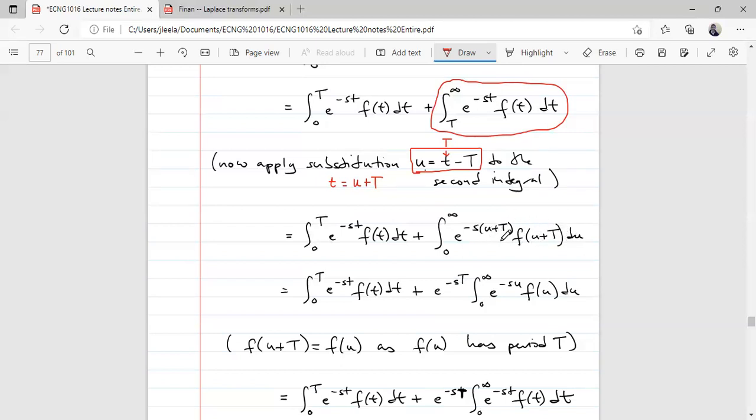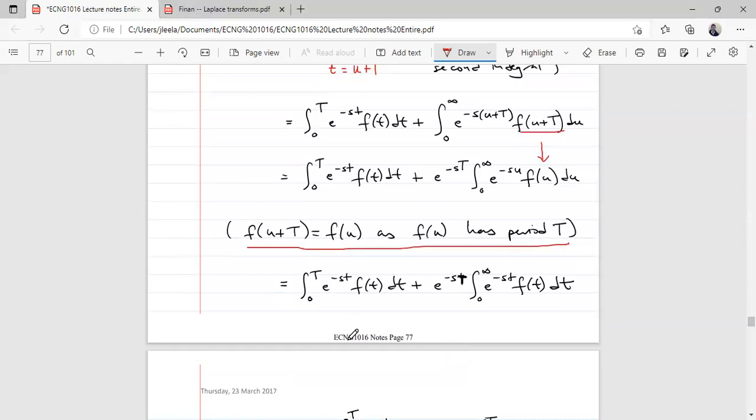Here you're integrating with respect to u. So this is really e to the minus su minus sT, and you can pull out the e to the minus sT on the outside, since it has nothing to do with the integral. The integral is with respect to u, between 0 and infinity, of e to the minus su. And remember, the function is periodic and the period is T, so f(u plus T) becomes just f(u). That is because of the fact that it's periodic.